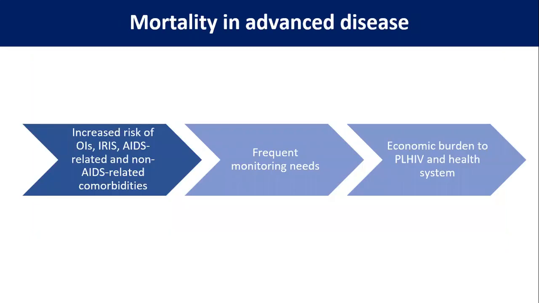Now, what happens if the person presents with advanced immunosuppression, with advanced HIV disease? We expect that the risk of opportunistic infections would be more, and there are chances of a high incidence of IRIS, that is immune reconstitution inflammatory syndrome, and AIDS-related and non-AIDS-related comorbidities, which leads to frequent need of monitoring at the ART center. The patient has to visit the ART center frequently, leading to a high economic burden on PLHIV and also on the healthcare system.